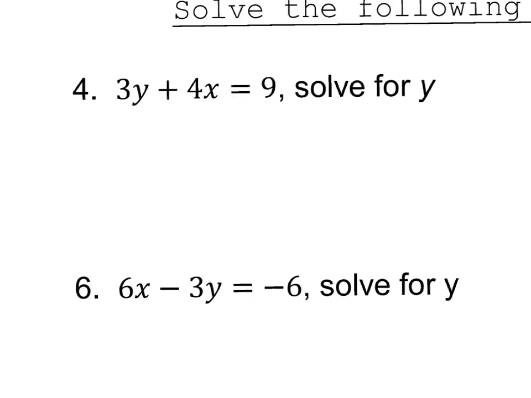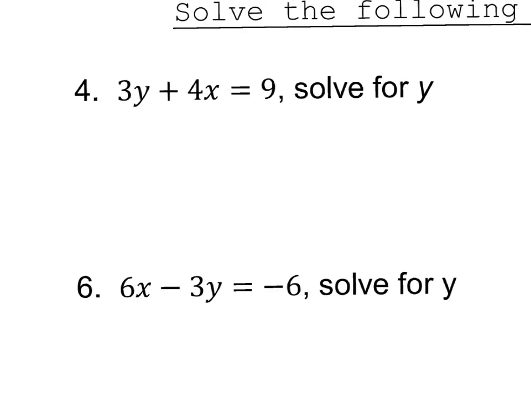Okay, so number 4 says 3y plus 4x equals 9. I've got a y and an x, so I know it's literal. There's two variables. Step number one is to draw my line. And this time it says solve for y. So I'm going to get y on one side, and it doesn't matter which side, and everything else that's not a y on the other side. If I look at my first term, it's 3y. It's got a y, so it can stay on the y side.